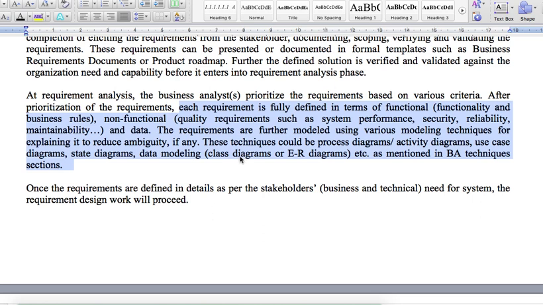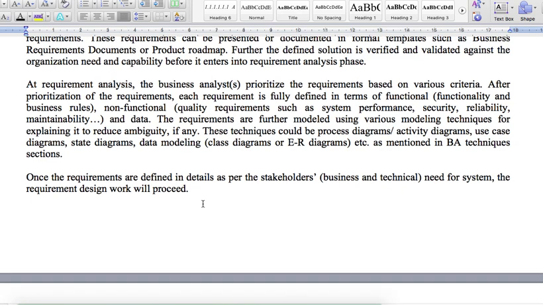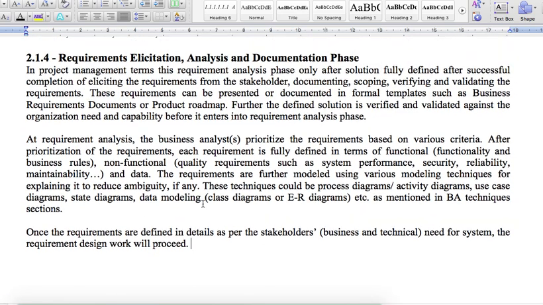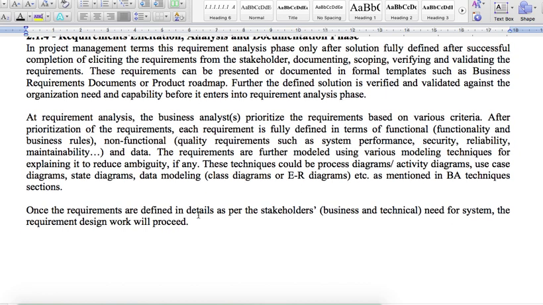That's what we mean. These techniques could be process diagram, activity diagram, use case diagram, state diagram, data modeling diagram, ER diagram, etc., as mentioned in the BA techniques section. So we are going to study all these techniques at a later stage. This particular phase is primarily handled by the business analyst.